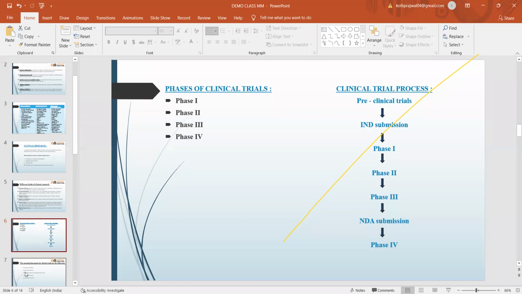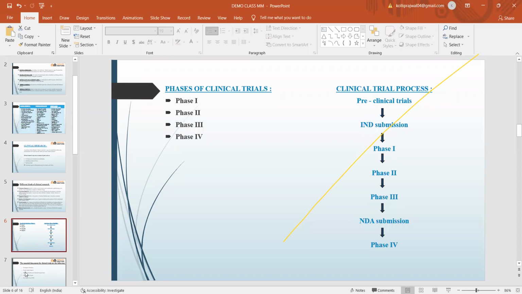When you join the course we will be explaining you in detail. Again, in phase 1 there are two sub phases, phase 1a and phase 1b. Like this there are four phases. We are going to explain in detail in the course. Once you join the course we are going to explain in detail the importance of each and every phase of the clinical trials.